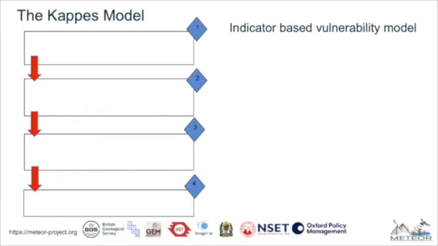This method was chosen as the second test methodology for the Meteor project because of its capacity to develop relative hazard vulnerability in a semi-quantitative manner at a variety of scales. A simplified workflow of the model can be seen here. The first step is to identify the relevant hazards for the study area and develop the relative hazard information. In this case, the hazards defined by the Meteor project.